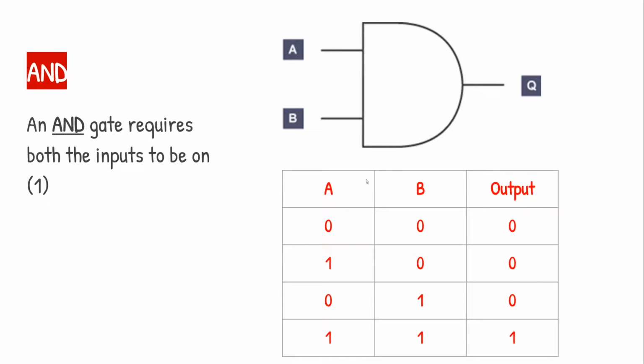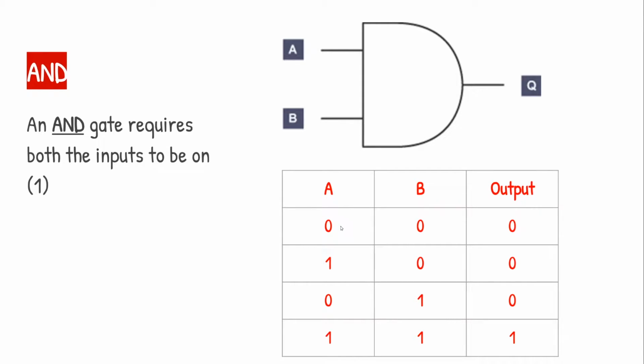So the AND gate, the first thing you want to do is learn the shapes of the gates. This is the AND gate. It has two inputs and one output. Because it's an AND gate, both inputs, A and B, must be 1 to produce an output of 1. If we have a look at the truth table, we can see all possible inputs.